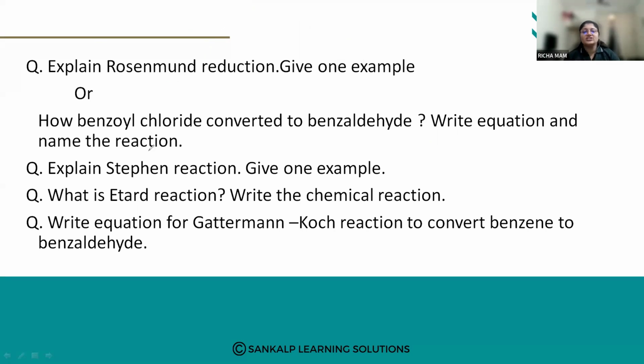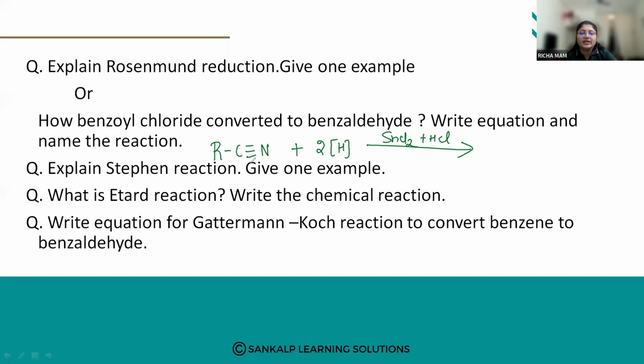Explain Stephen reaction. Give one example. In the Stephen reaction, what are we doing? We are taking nitriles. Nitriles are nothing but compounds with a CN bond, right? With nitriles, we are doing reduction, using stannous chloride with hydrochloric acid.